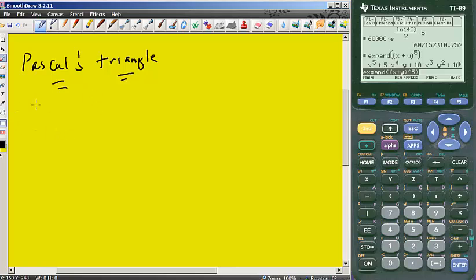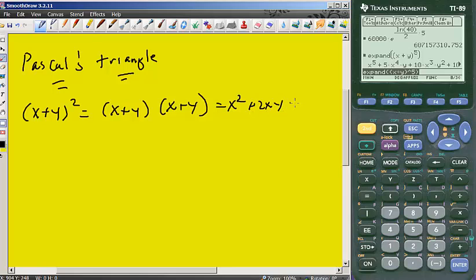Well, for example, if you have x plus y to the second power, you would multiply x plus y times another x plus y, and then you would end up getting x squared plus 2xy plus y squared. But what if you had x plus y to the third power?